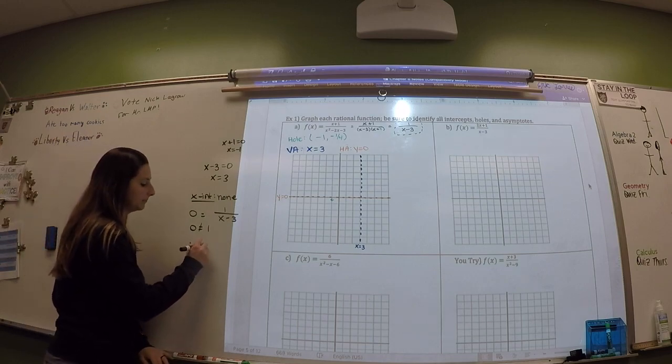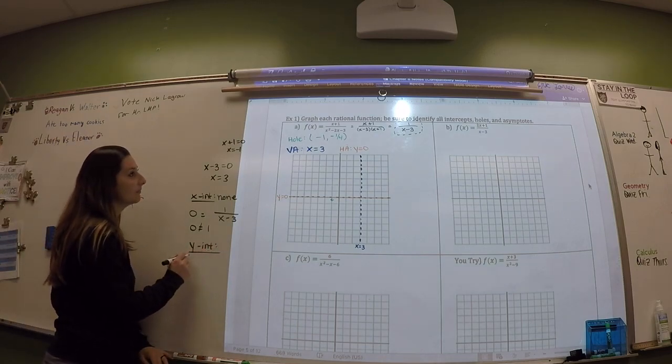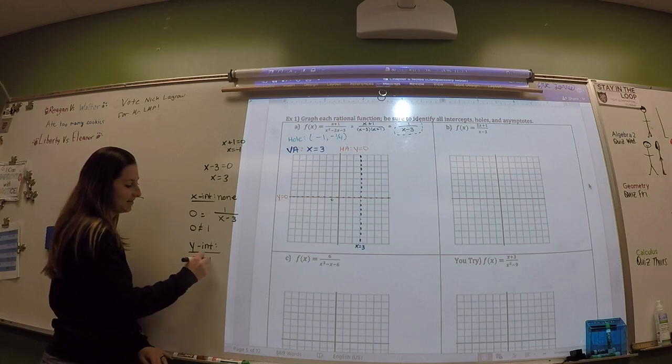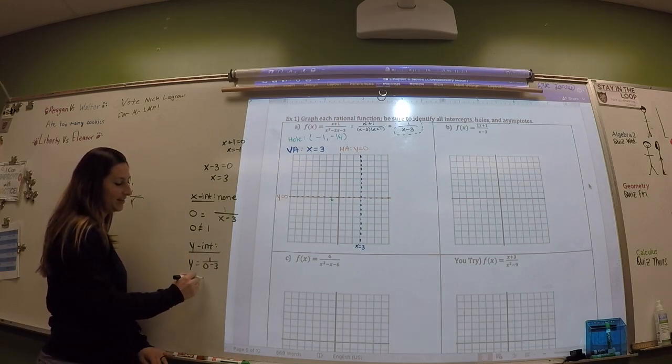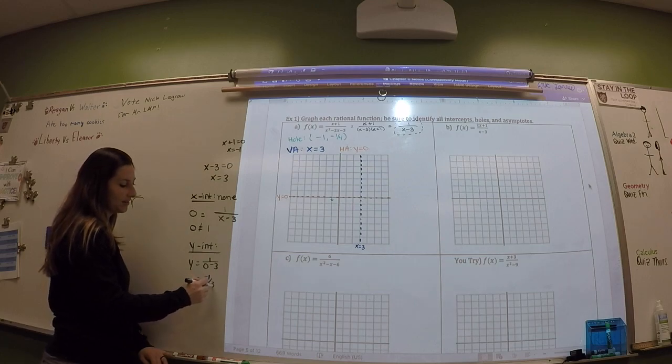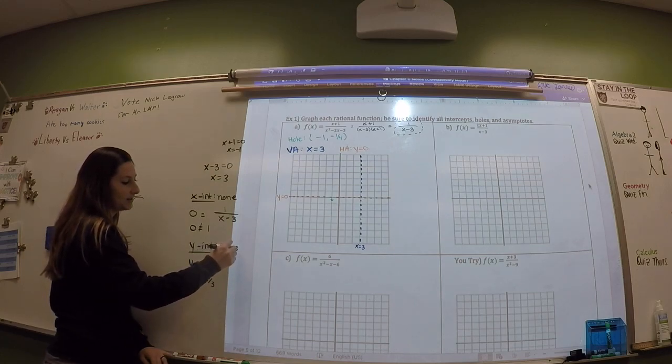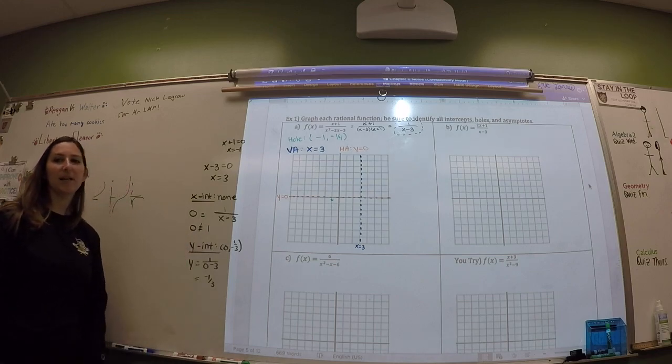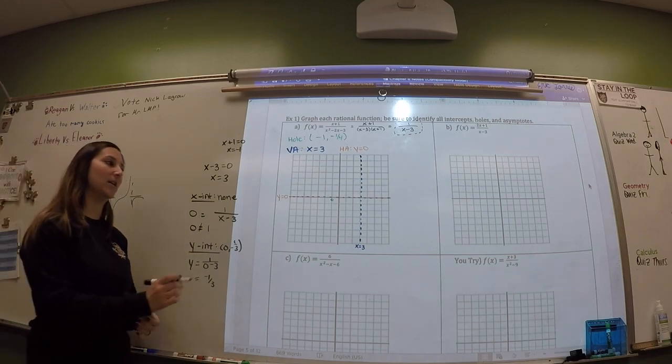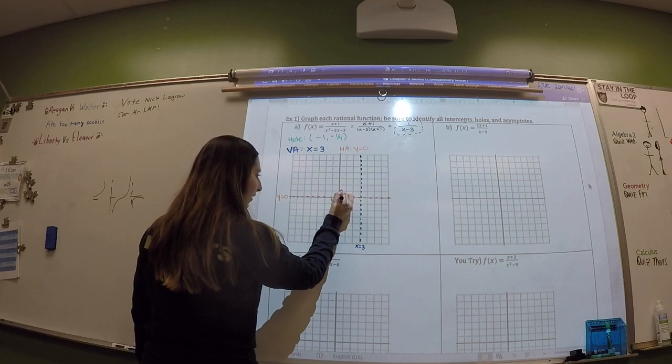All right, going back to this, let's find our y-intercept. You plug in 0, and then it's 0 minus 3, so you get 1 over negative 3, which is negative 1/3. So your y-intercept is negative 1/3. It's not the world's cutest point, but it's right here.